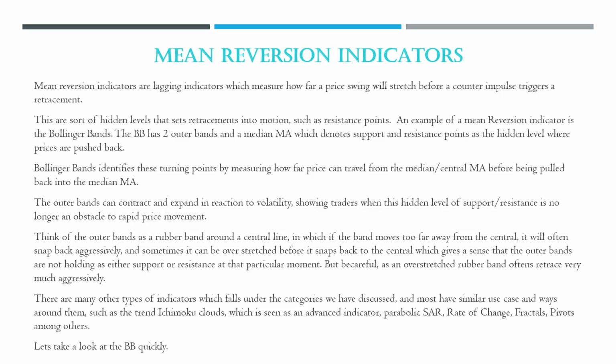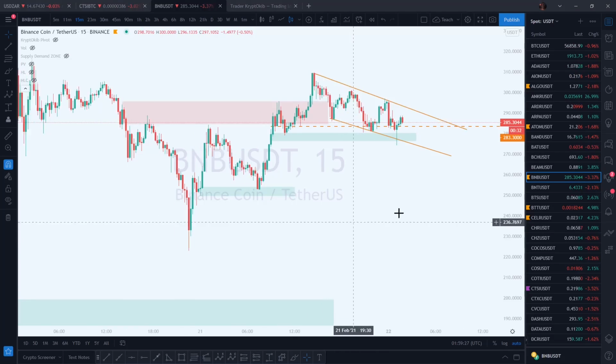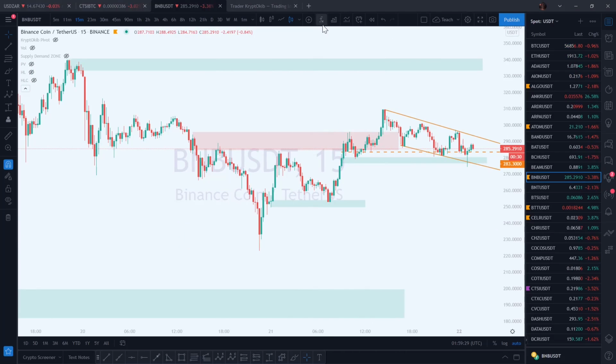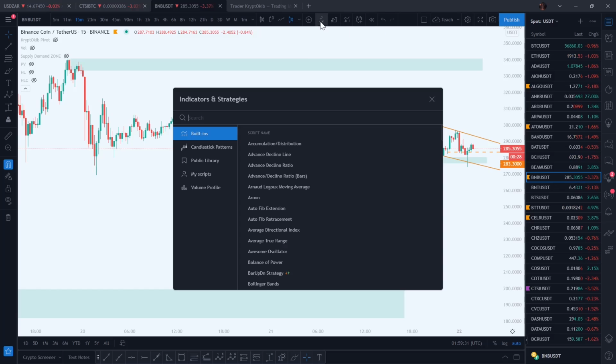The parabolic SAR is also a trend indicator similar to the moving averages. Likewise, the Ichimoku clouds. We have the Tenkan and the other lines on it as well. But then let's quickly look at Bollinger Bands and see what we can see about it. So to deploy, you go to your indicators, then you find Bollinger Bands.